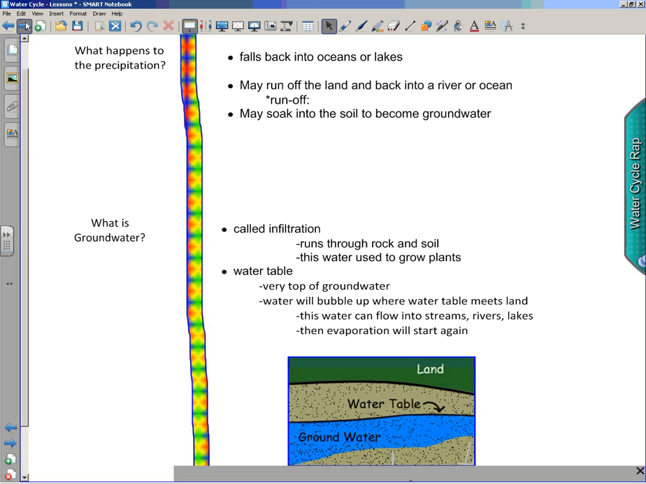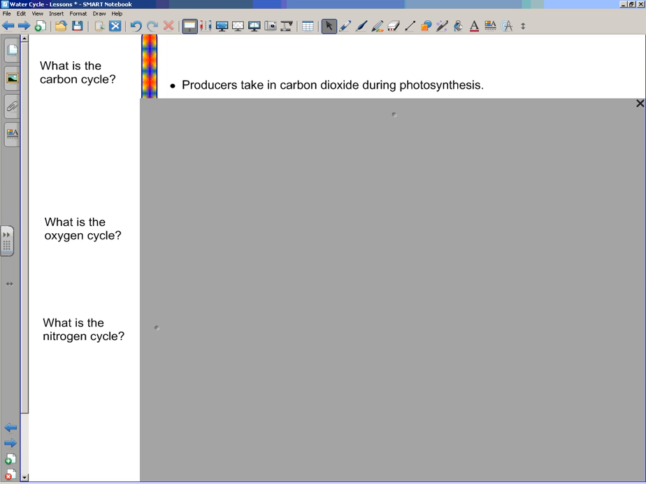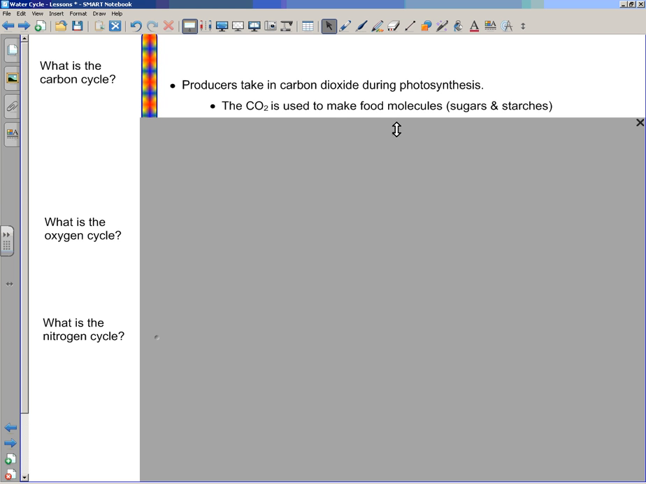But we're going to move on then to the carbon cycle, the oxygen cycle, and the nitrogen cycle. So what is the carbon cycle? So in the carbon cycle, producers take in carbon dioxide during photosynthesis. We know that plants, algae, and some bacteria, those are the producers, and they need carbon dioxide to perform photosynthesis. That CO2, or carbon dioxide, is used to make food molecules, and those food molecules can be sugars or starches.